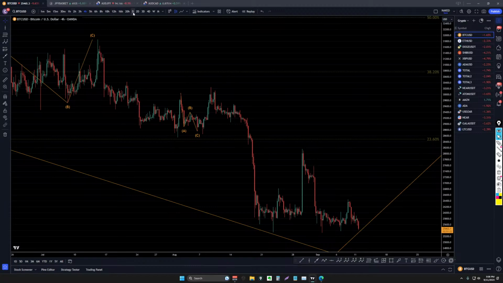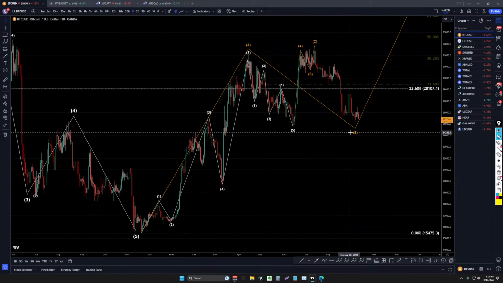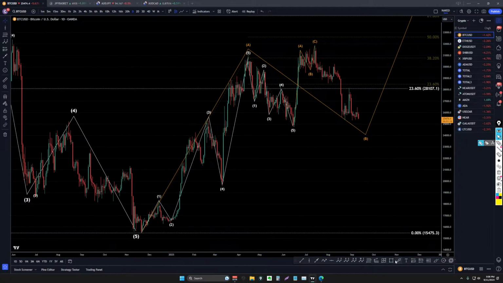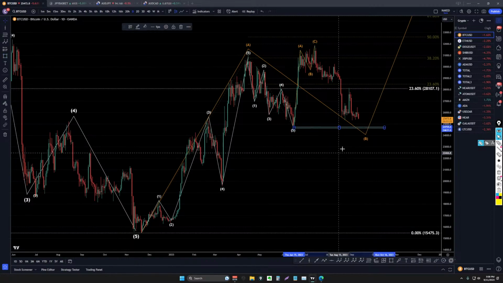You know, going down a little bit. It makes sense if it would go down and take out this low right here. I'm going to put a little box right there because that's kind of where it would make the most sense. Right there.